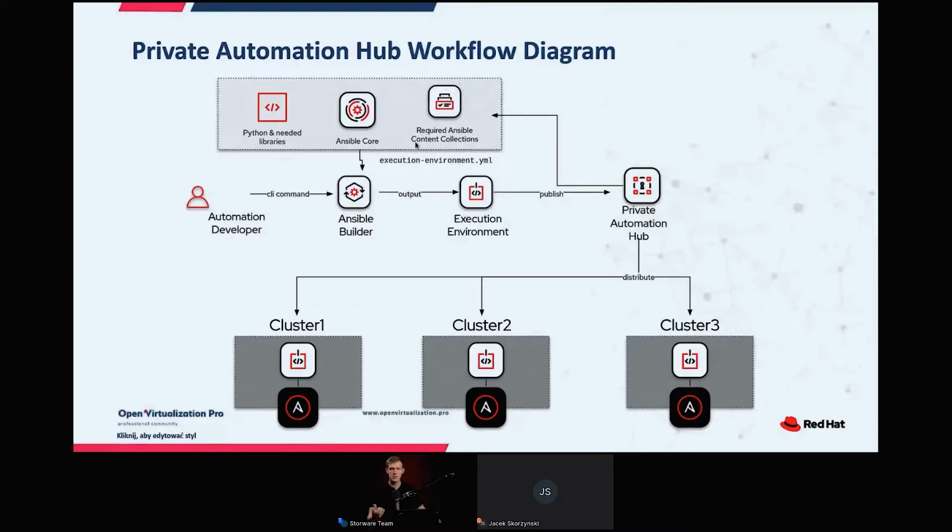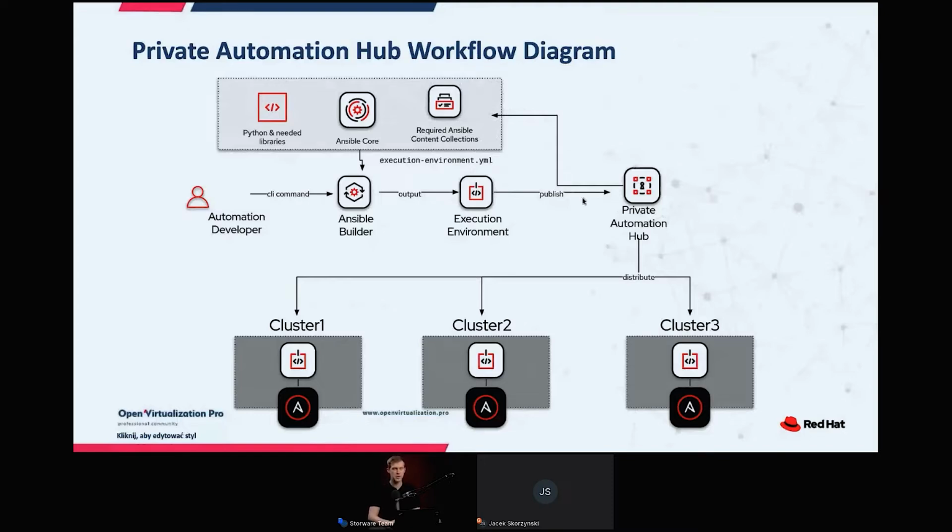So first of all, what we're going to do, we're going to create our custom collection. This custom collection is going to have modules, some plugins, and also roles. So we're going to package basically everything, also together with some Python dependencies and so on and so forth. Yeah, so everything inside a custom collection, and then we're going to put this collection onto the private automation hub. So this is the first point.